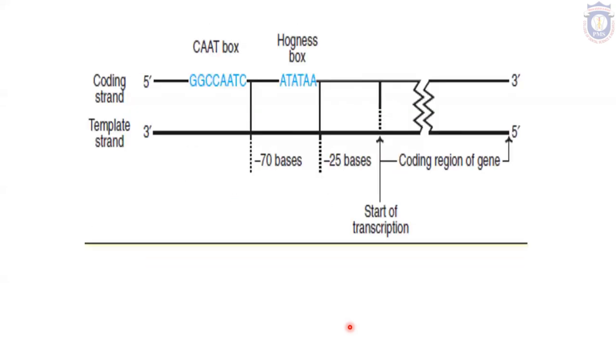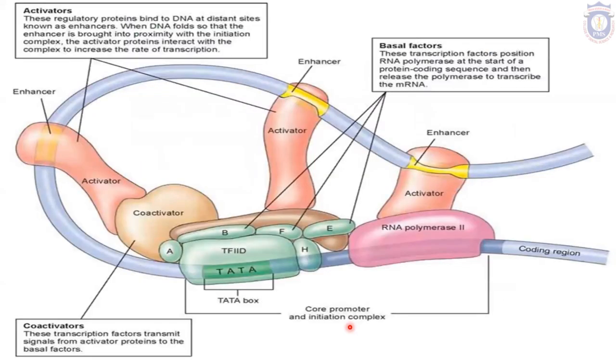You may refer to the diagram represented here. These are all connected to the RNA polymerase enzyme. Basal factors, activators, the enhancer region, the DNA, the coactivators, all are connected to the RNA polymerase.